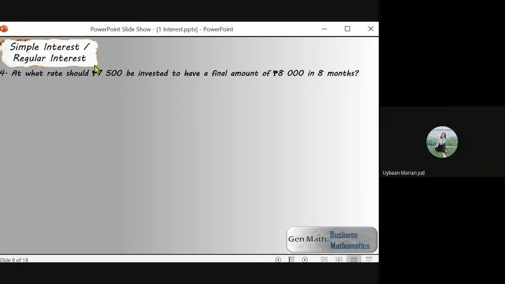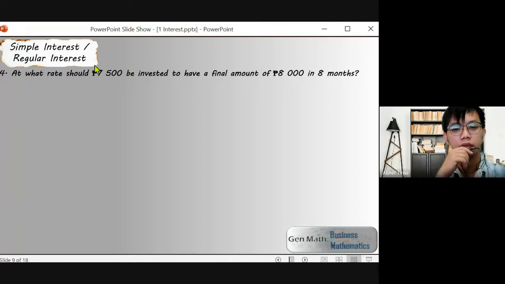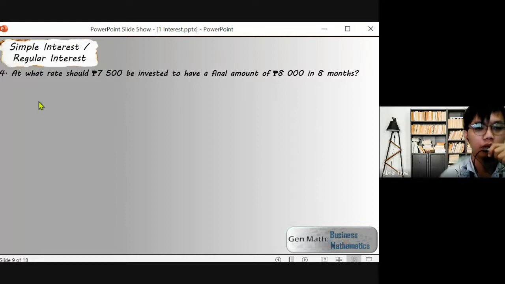At what rate should 7,500 pesos be invested to have a final amount of 8,000 pesos in 8 months? Okay, thank you. So from this problem, we can understand that the unknown is the rate of interest. Okay. So we have here the given principal amount, which is 7,500, and then the final amount, that is the future value, which is 8,000 pesos, and then the length of time is 8 months. Therefore, we have here the unknown, the rate of interest.